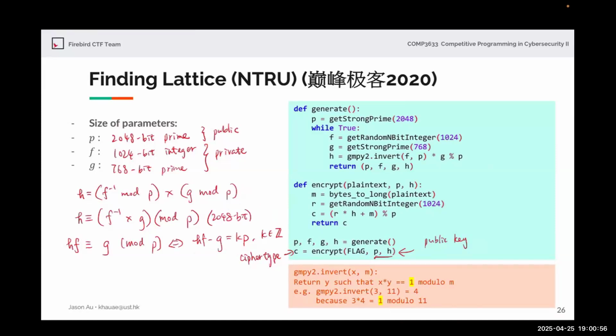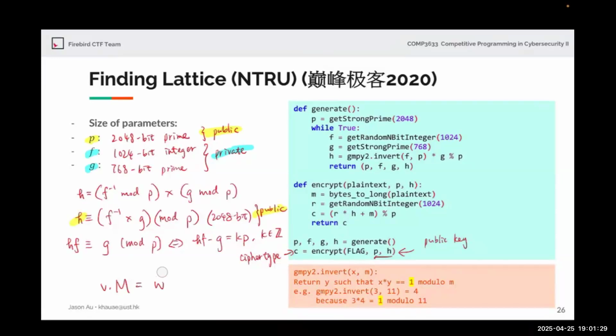Okay, H is also public. So we have these two pieces of public information, P and H, and we want to figure out the private information, which is F and G. So how do we do this? This can be done by a very powerful formula called V times M. V dot M will be equal to vector W.